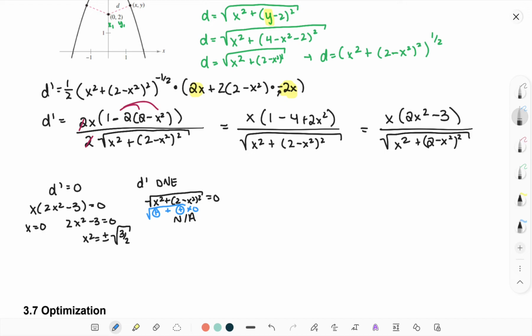So these are my critical points. These are the places I'm going to check. I'm looking for a minimum here. So let's think about those minimums.